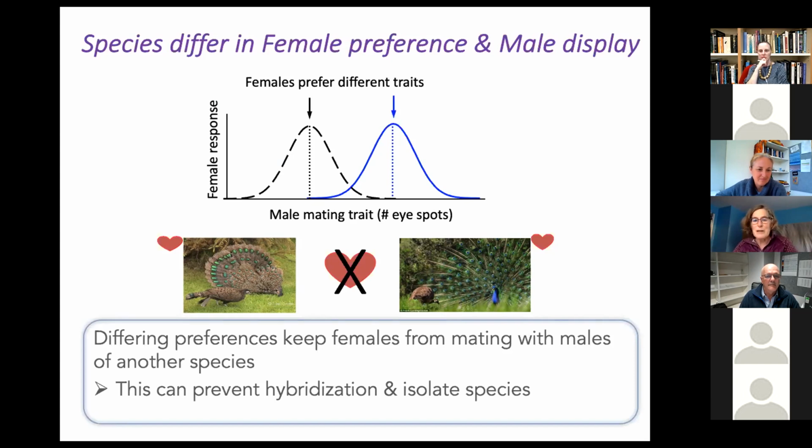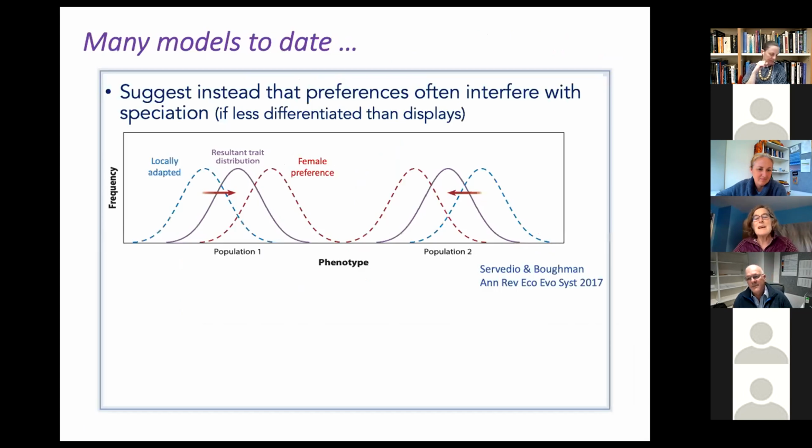So that's part of the main idea, but there are a lot of models out there that suggest that instead of helping, preferences often interfere with the speciation process. And this will be especially true when preferences are less differentiated than other traits like display traits.